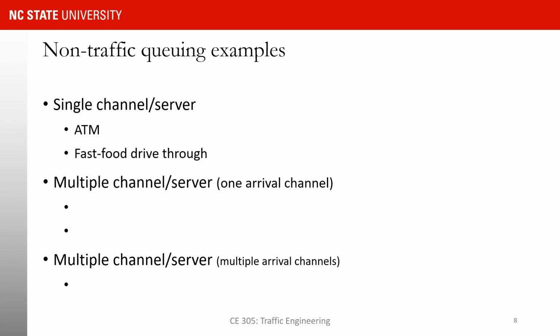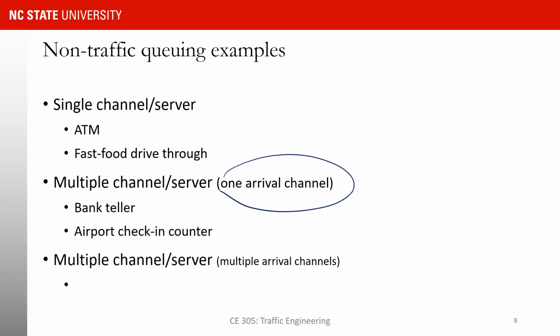So an ATM machine, you have one server or a channel. A fast food drive-through that has like one channel is again a single channel queuing system. For multiple channels and one arrival channel, we can have a bank teller, so everyone enters the bank and then you have several tellers. Airport check-in, everyone enters the airport from one place and then you have several check-in counters.